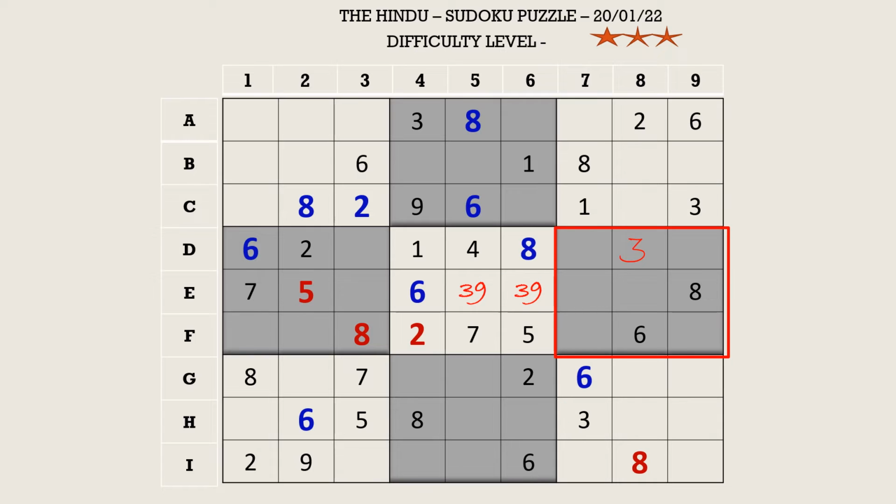There is a 5, 7 pair in E row which blocks these two cells. There is another 5, 7 pair in row F which blocks these two cells. So these two cells in D row take the 5, 7 pair.